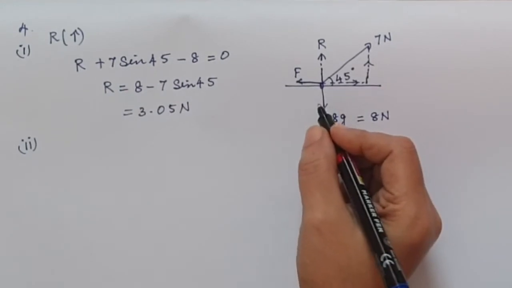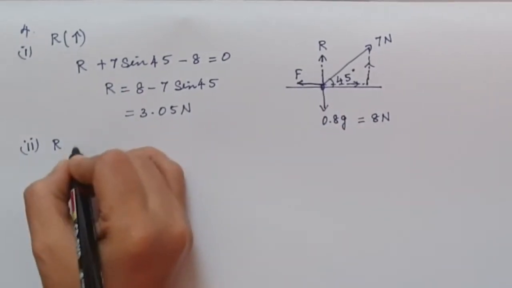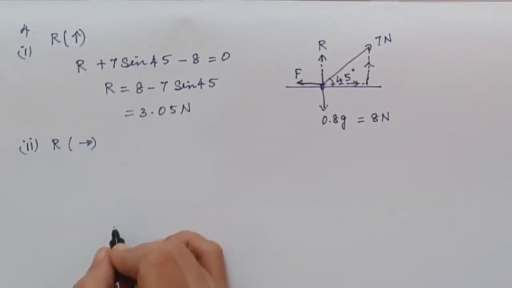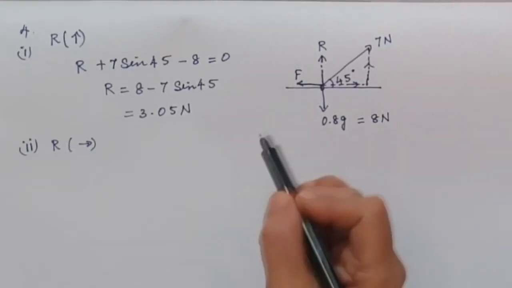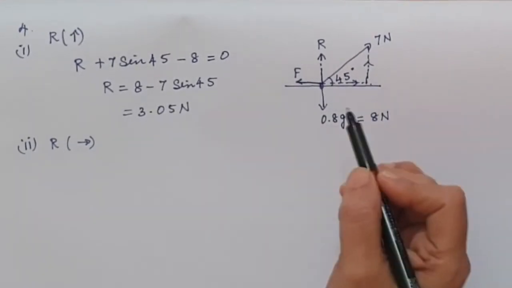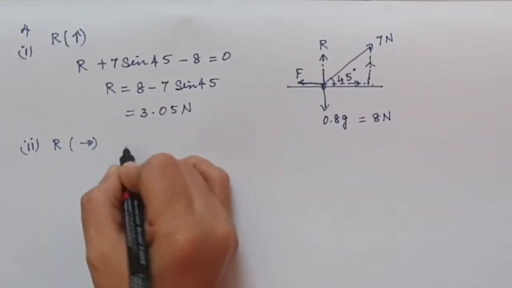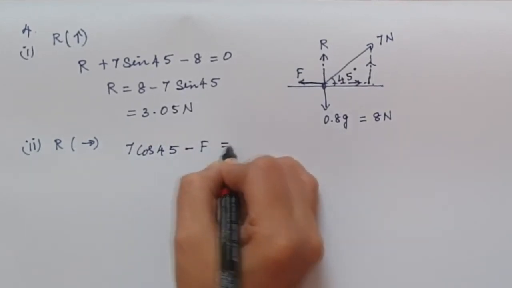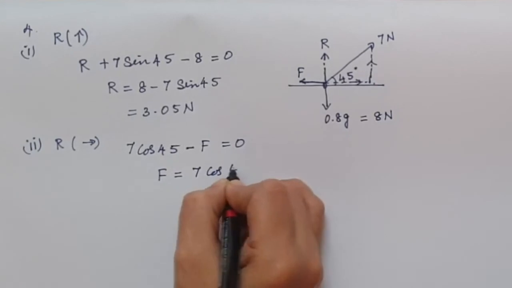Now we need to find the coefficient of friction, resolving the forces in the direction of the rod, that is the horizontal direction. We have this F and this force, and we resolve this line alone. Taking this as positive, 7 cos 45 minus F will be equal to 0. So F will be equal to 7 cos 45.